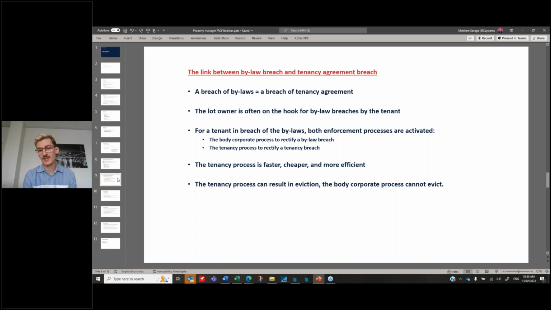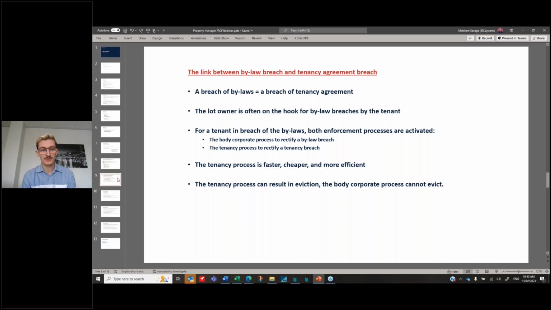And for tenants, they're generally more threatened by the tenancy process because they know it can result in eviction or non-renewal of lease. The body corporate process cannot evict tenants, and it can't stop their leases from being renewed. So the body corporate process is slower, much more expensive for the body corporate as a whole, which means levies may increase to cover the cost of those processes, and it can't result in that tenant moving out. It can only result in that tenant complying with bylaws.